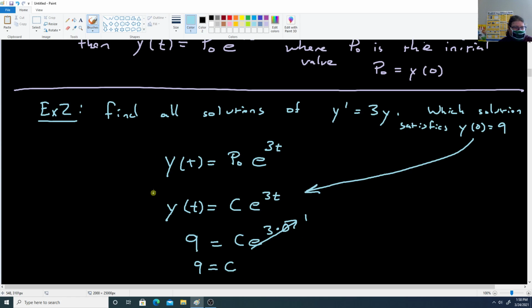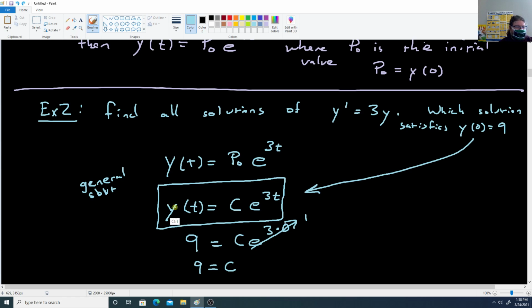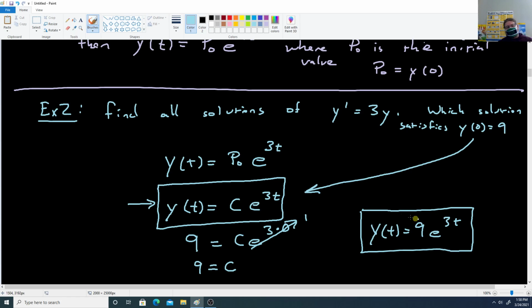So this right here, sorry, I should have said it this way. This right here is our equation for all solutions. This is the general solution. Then when c is 9, if we want to say which one satisfies this expression here, that would be y of t equals 9e to the 3t. And this is the particular one of all those solutions that satisfies that y of 0 is 9.